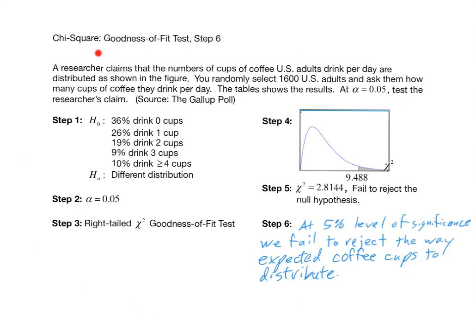When you come across a problem like this, this is the 6-step process that you would want to go through to answer it. We've now completed a chi-square goodness of fit test.